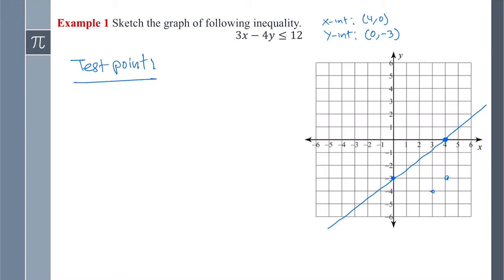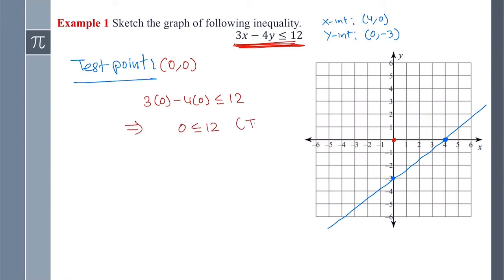Usually if the line is not passing through the origin, I like to pick the point (0, 0) because that's the easy point. So we'll take that point and test it, which means we put that point into this inequality. The test point is (0, 0), and I'll plug it into this inequality. So 3 times 0 minus 4 times 0 is less than or equal to 12, which gives us 0 is less than or equal to 12.